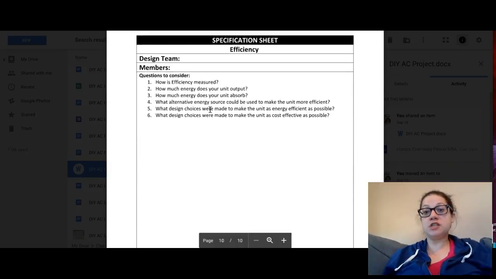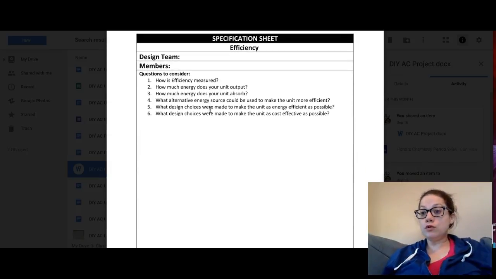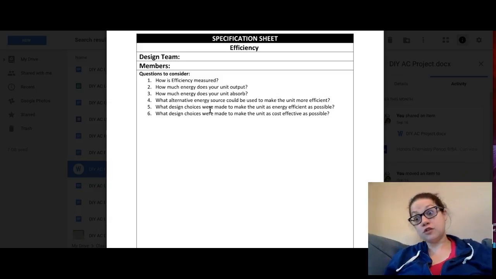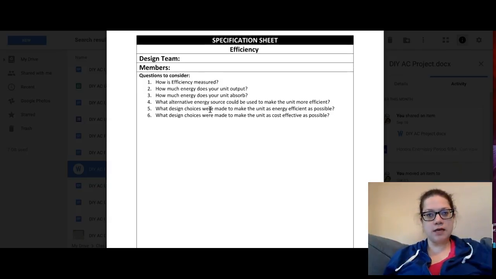And then efficiency is a big one. One of the new goals is to talk about energy transfer from one type of energy to another. So I'm trying to make sure that I hit that here, where students understand that electrical energy turns into mechanical energy in the fan, and all the other pieces of their DIY AC unit.